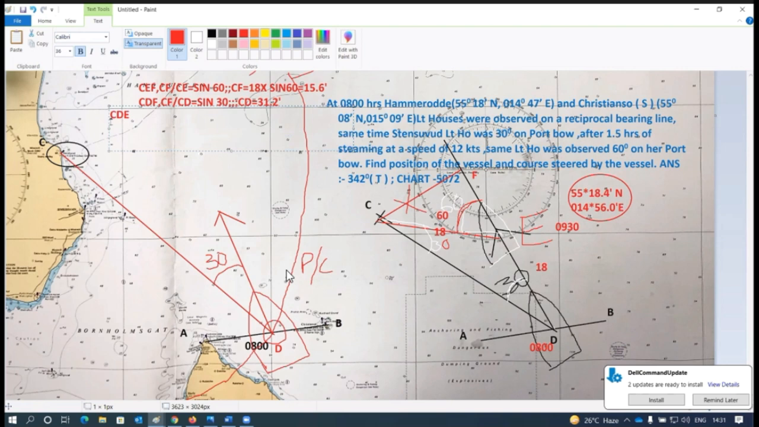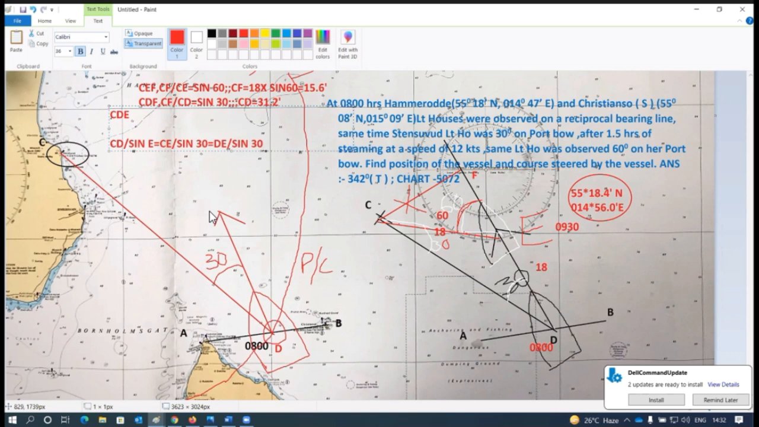What does the sine rule say? Plane triangle ka sine rule: any side, meaning CD, divided by sine of the opposite angle, namely angle E, is equal to the second side CE divided by sine of the opposite angle of CE. The opposite angle is 30. This is equal to the third side DE divided by sine of the opposite angle of DE. This is also 30. This is called the sine rule.